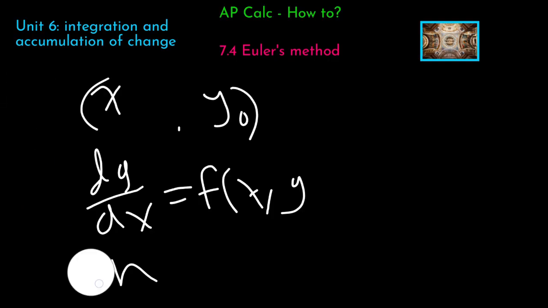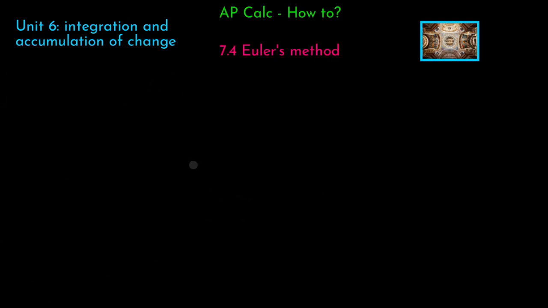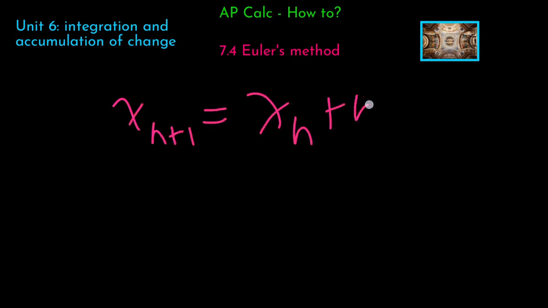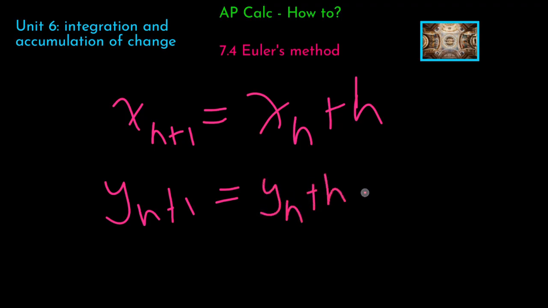So our formula is going to look something like this. If we have x sub n plus 1 equals x sub n plus h, and then y sub n plus 1 is going to be y sub n plus h times f of x sub n, y sub n. When you use the slope from the differential at each step to estimate the next value, you can then solve this. So let's step into example 1.